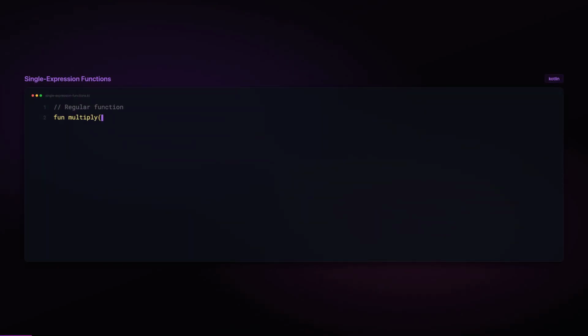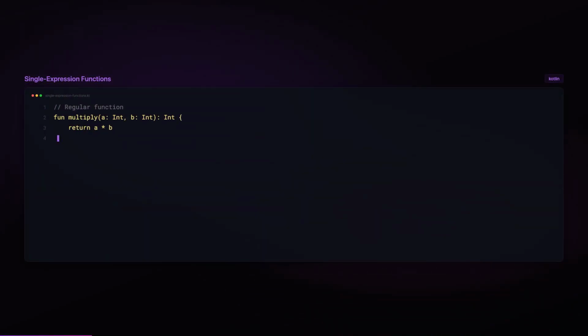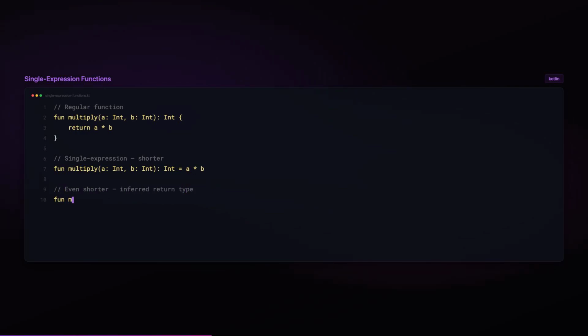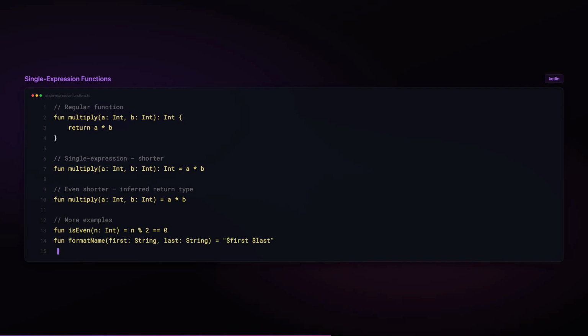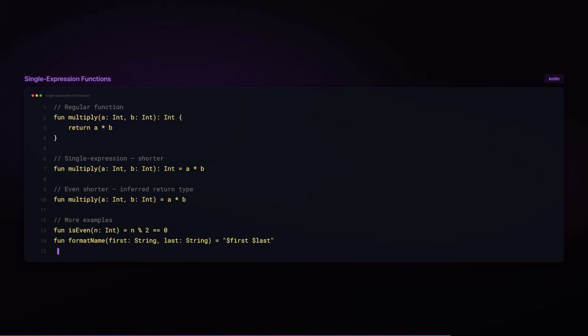When a function has only one expression, you can use the equals sign instead of curly braces and return. This is called a single expression function. Kotlin can also infer the return type, so you can leave it out. Use this style for simple functions. It makes your code shorter and cleaner.